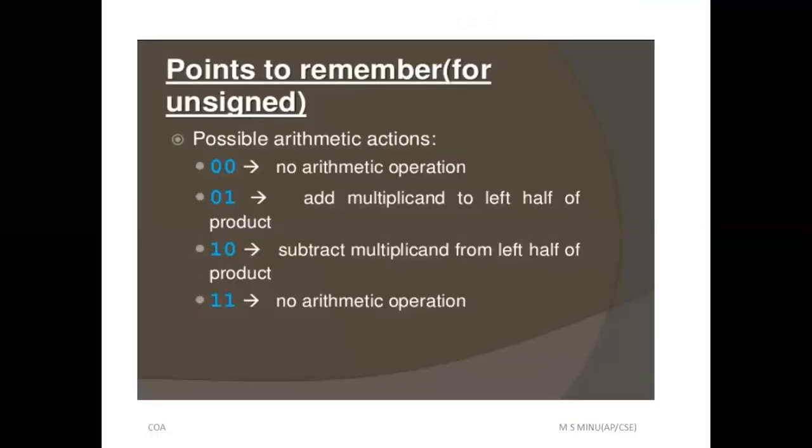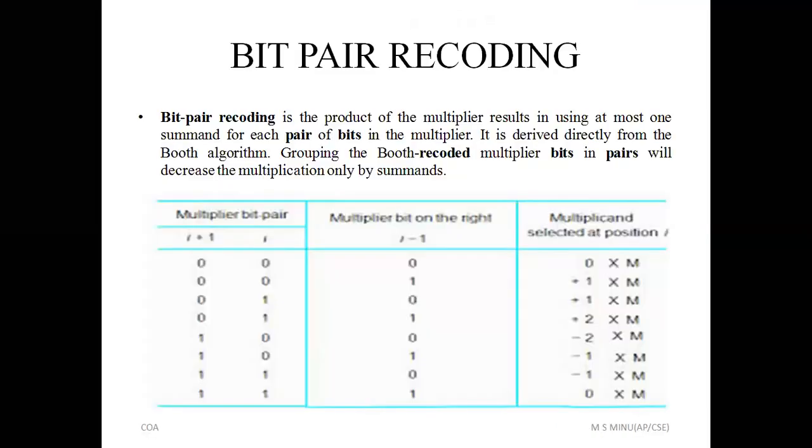So here, the points to remember in this Booth multiplication are: if 0 to 0 and 1 to 1, no operation will be there. If it is 0 to 1, add the multiplicand to the left of the product. And if 1 to 0, subtract the multiplicand from the left of the product, that is, by using the 2's complement they have mentioned over here.